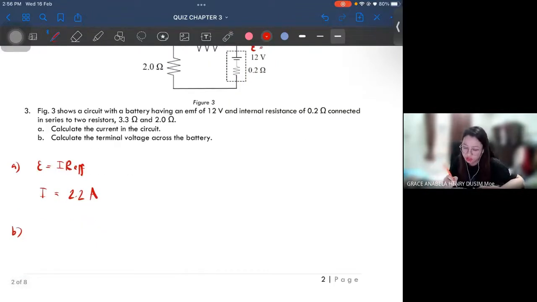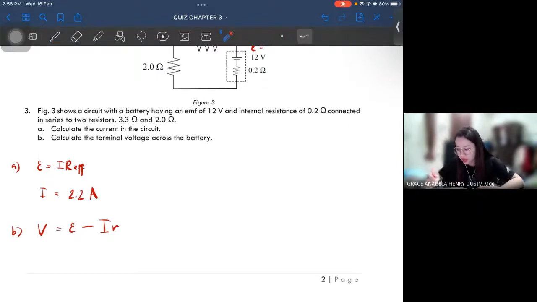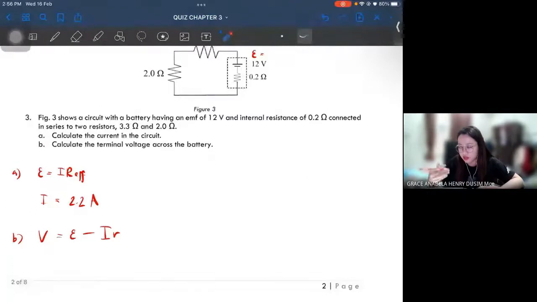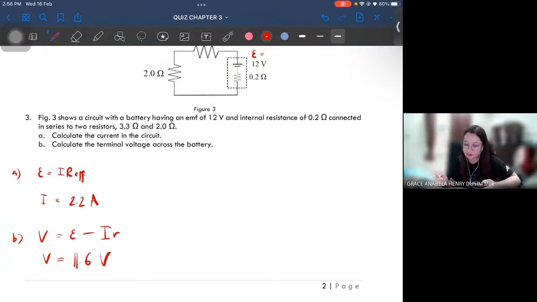So if you want to calculate the terminal voltage, remember the formula: EMF minus I times internal resistance, okay? There will always be a voltage drop if there is internal resistance. That's why the terminal voltage, after it passes through the battery, will be lower, because there is internal resistance. So the value of V you should get is equal to 11.6 volt.